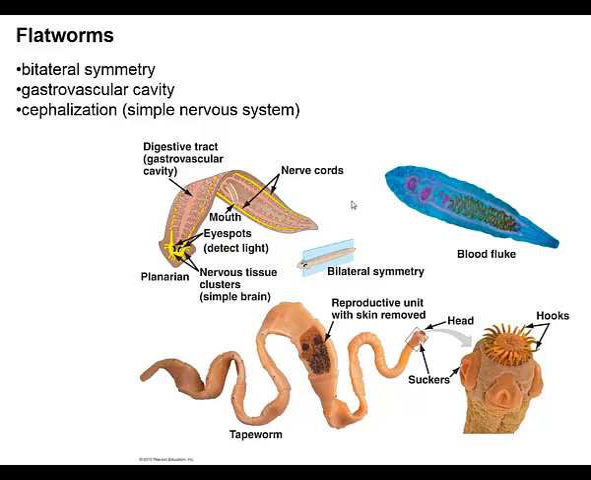Flatworms, including the blood flukes and tapeworms, also exhibit what's called cephalization. And that's where you begin to see a true head region of the organism. So we also see cephalization in the mollusks to some point, particularly with the octopi. But here, all the organisms within the flatworms will have a head region.